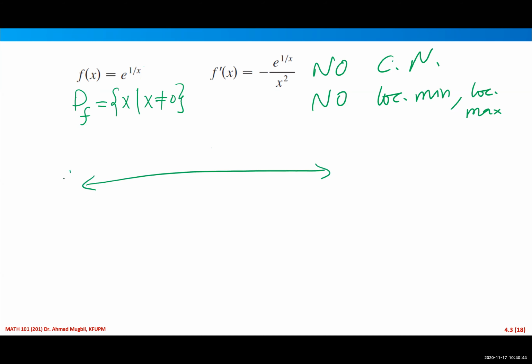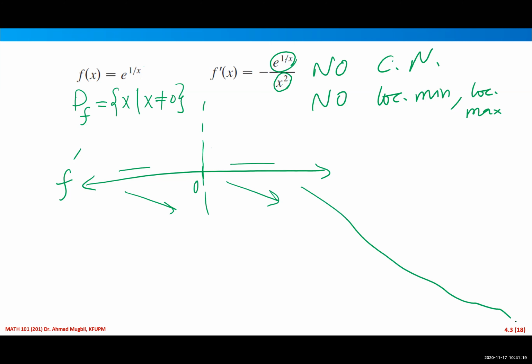So make a table of sign for the first derivative, if you want. No need here, it is clear. The function is not defined at 0. But of course, no need to do that because this is always positive, and this is always positive. So positive over positive is positive. Positive times negative is negative. So it is always what? Decreasing. Always decreasing. And this makes sure that there is no maximum or minimum because it is always decreasing. But of course, it is not continuous at 0.